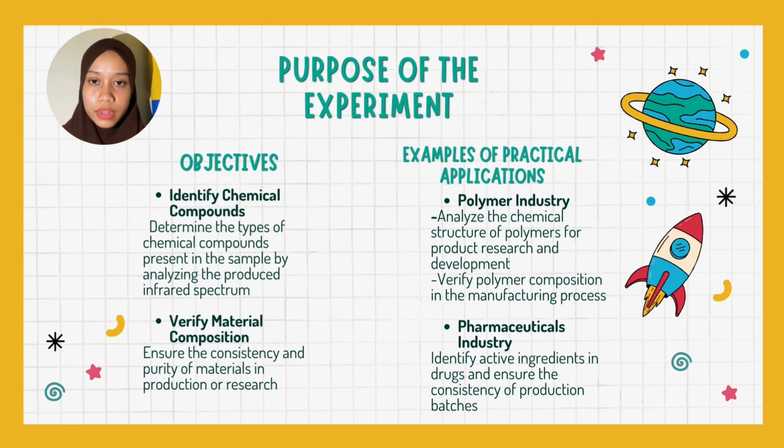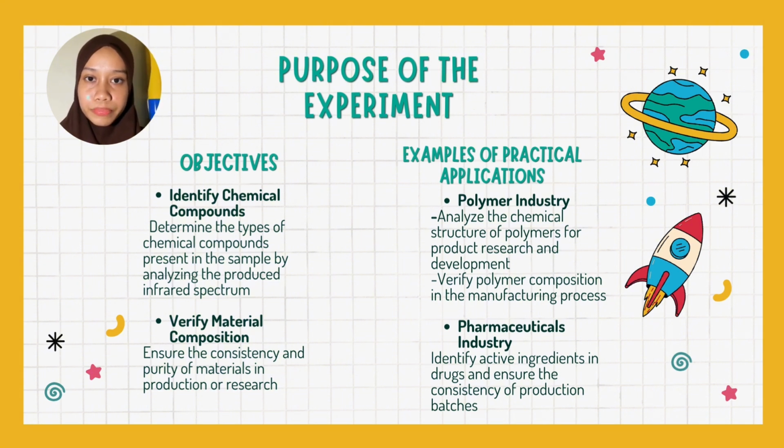The objectives of the experiment. First objective: identify chemical compounds. Determine the types of chemical compounds present in the sample by analyzing the produced infrared spectrum. Number 2, verify material composition. Ensure the consistency and purity of materials in production or research.